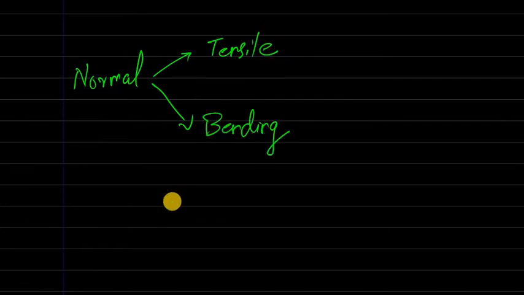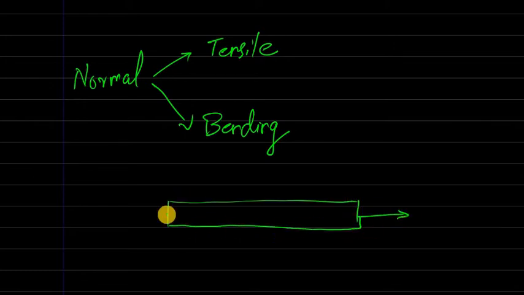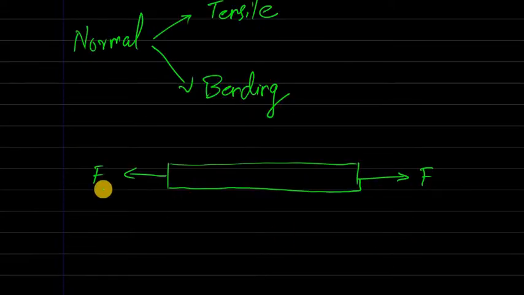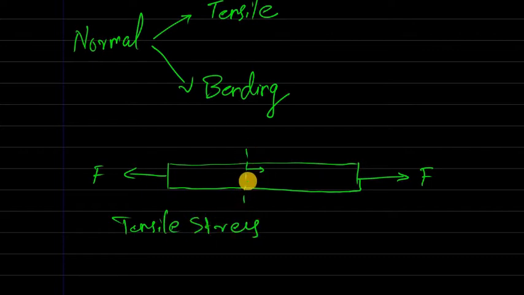Let us consider a body like this, and we are applying a force F like this. This is a tensile force, and due to this force the material gets stressed, and the type of stress acting on that body is called tensile stress. If you consider a section here, it will show some stresses at this particular section, and we can show it using the symbol sigma. Usually normal stresses or tensile stress are represented using the symbol sigma.